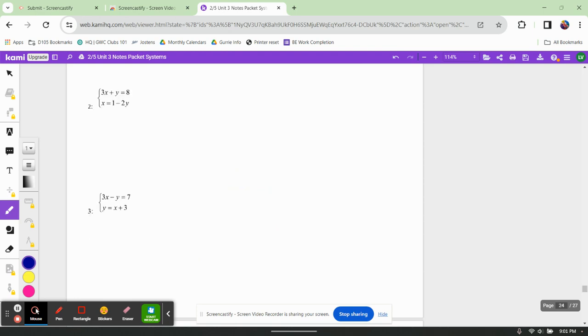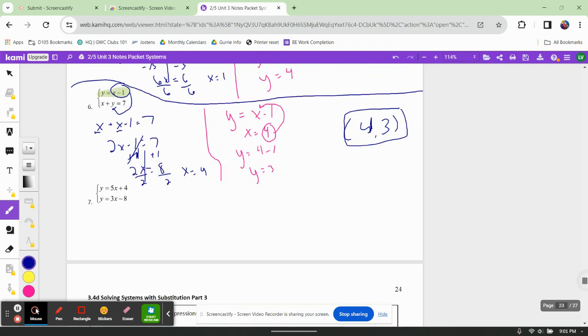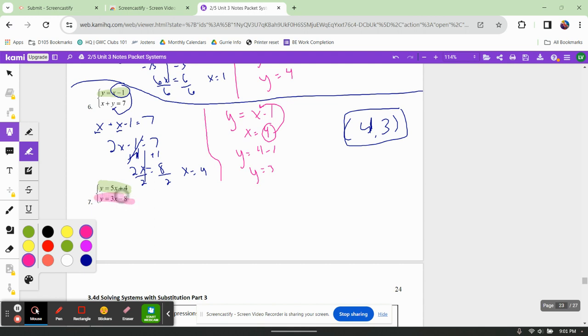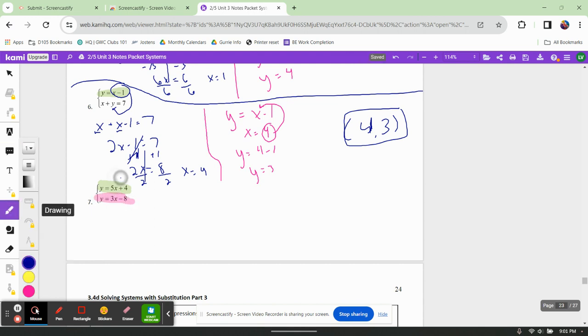Try number 7 and see what you get as your solution. You want to figure out which equation has at least one variable isolated. These are like the problems that we did yesterday in class, where both of them happen to have the y isolated. When they're both isolated, that just means that you can take all of the right side from the first equation and plug it in for the y in the second equation. 5x plus 4 equals 3x minus 8.